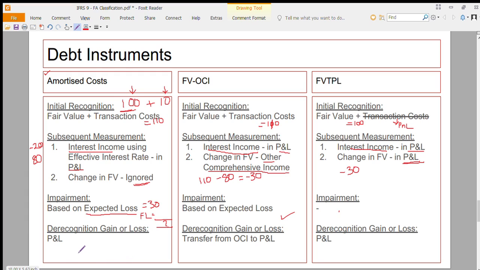Finally, derecognition. Derecognition is when you sell an asset, any gain or loss goes to P&L. It is the same for an asset held under category 2, fair value through other comprehensive income, and it's the same for 3, fair value through profit or loss. So derecognition is the same across all the 3 classifications.